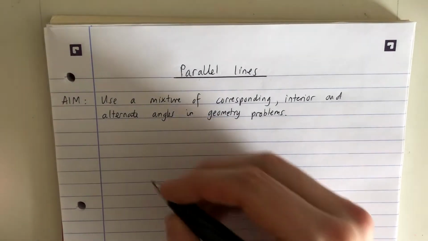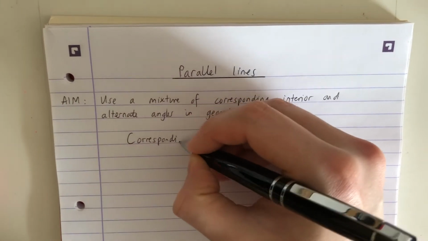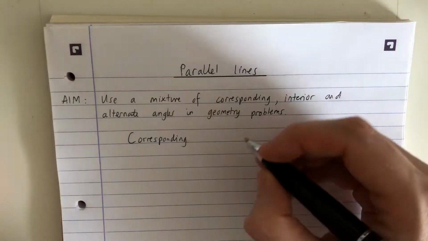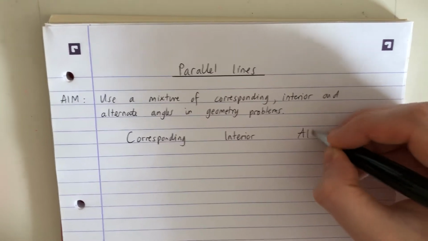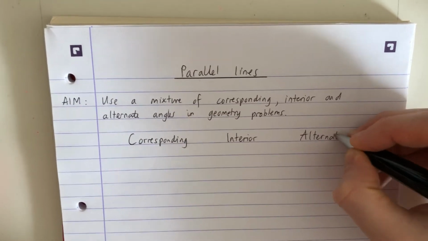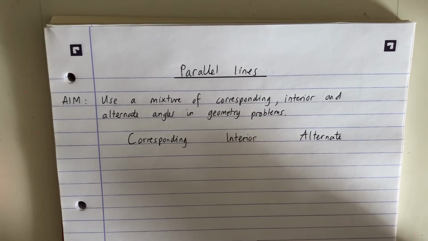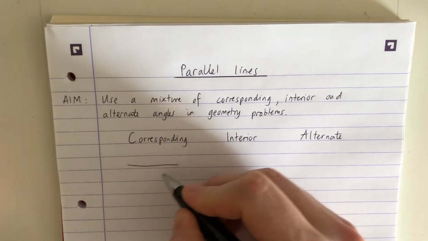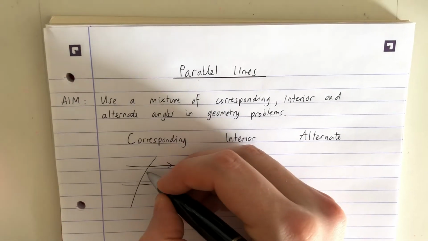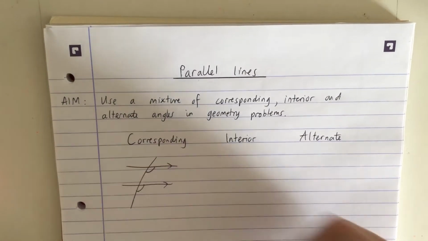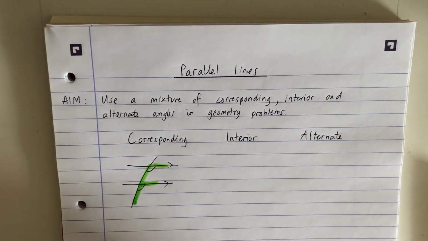So just to remind you, we've got corresponding, interior and alternate. And remember what the shapes were for these. So corresponding was the F shape. So suppose these are parallel lines like that. And this angle matched up with this one. And that one was an F shape.